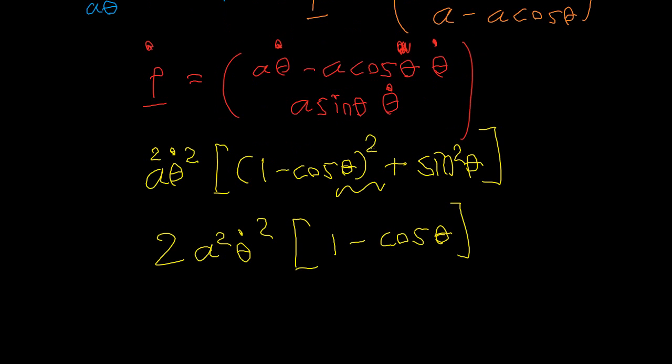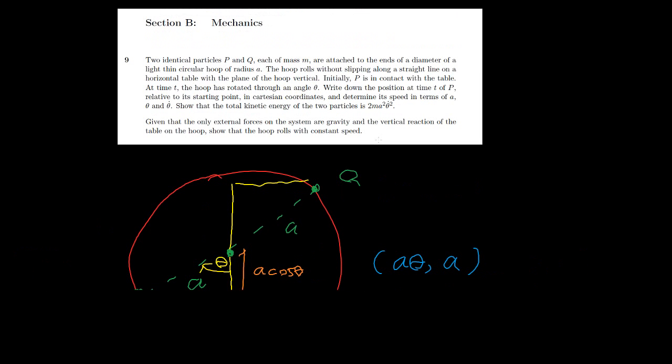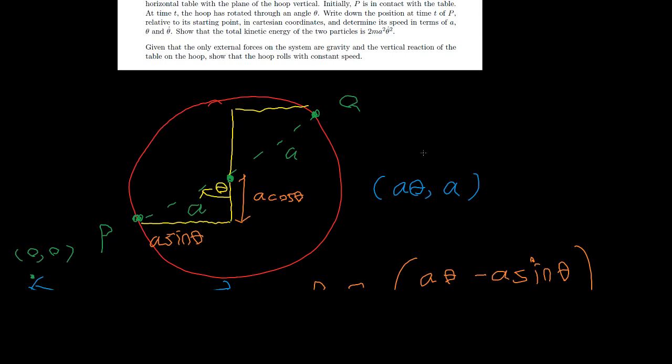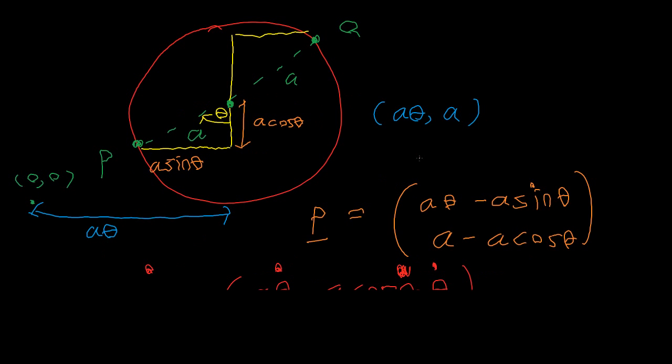Okay, so that's the speed of P. And then finally, we want to show the kinetic energy of the two particles together is 2ma² θ̇². So in a really similar way, you can work out the speed of Q. The total kinetic energy of this system, because the only mass is in the two point particles, is just going to be contained within P and Q. So we just want the speeds of P and Q. That's the only contribution to the kinetic energy because it's the only mass of the system.